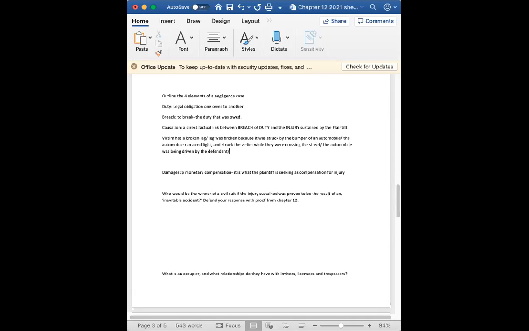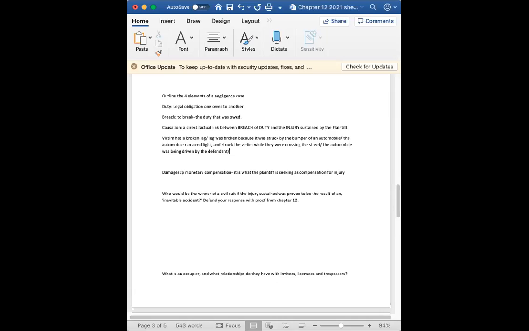So if we connect the dots backwards here. If I'm the victim, I have an injury and I feel like I deserve compensation. Well, I need to then be able to make the direct factual case as to how I wound up in the condition that I am. I have a broken leg. Why is my leg broken? Because I was hit by the bumper of a car. The car was being driven by the defendant, and the defendant ran a red light and hit me while I was crossing the street. So what I'm trying to do here is make a direct factual link between why I'm injured and how we got there.